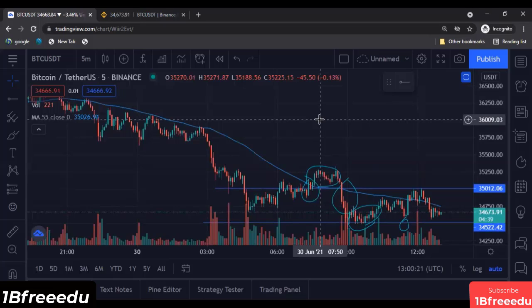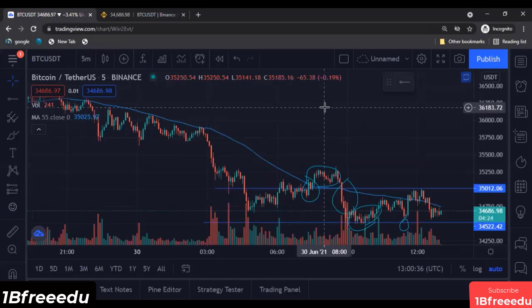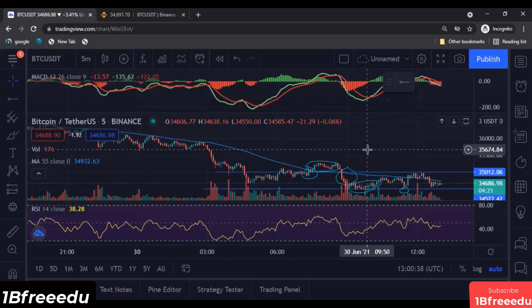So this is basically the scalping session where I was trying to teach you that in scalping you have to take the trade and exit it as soon as possible so that you could book the profit. So I hope you were able to understand the basic difference between scalping and swing trading.